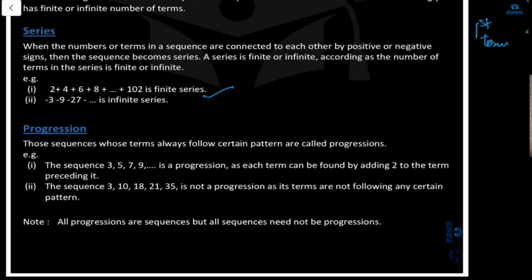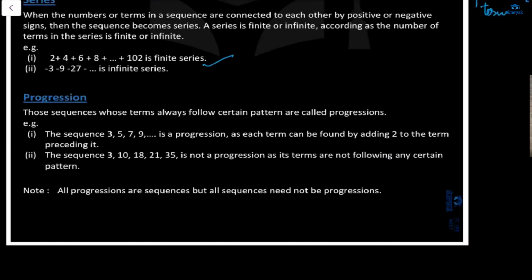Now comes the progression. What is a progression? Because we are going to study arithmetic progression. Progression is a specific type of sequence. Because in a series we are adding. What is specific is that a certain pattern is followed. Those sequences whose terms always follow a certain pattern are called progression. One certain pattern will be followed throughout the sequence.